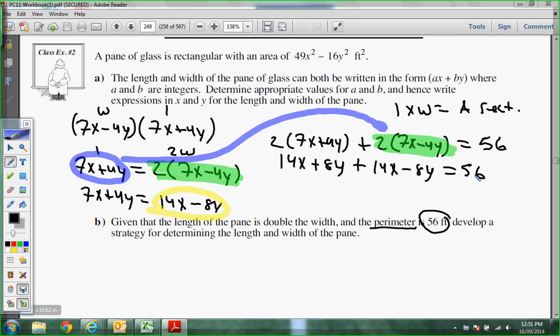Again, let me walk you through how I got that. So we know that 7x plus 4y equals this. Okay? So what we did is we entered this in for that. And we distributed this out. The 8y's cancel. So now we have 28x equals 56. 28 is, x is 2. So we have x is 2. Now we just need to figure out what y is.